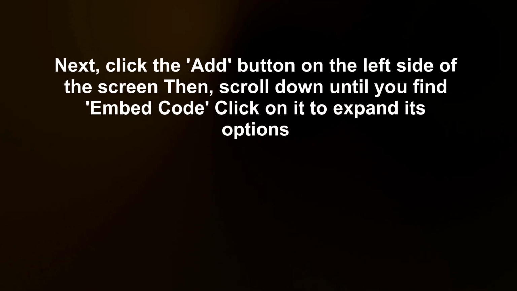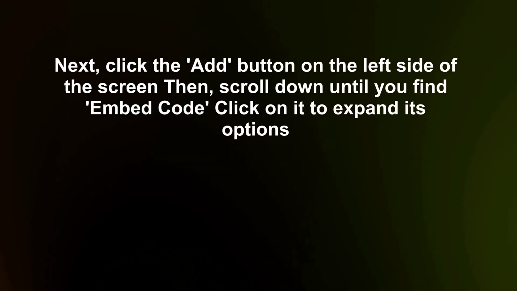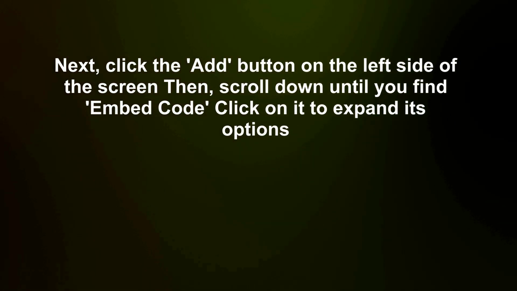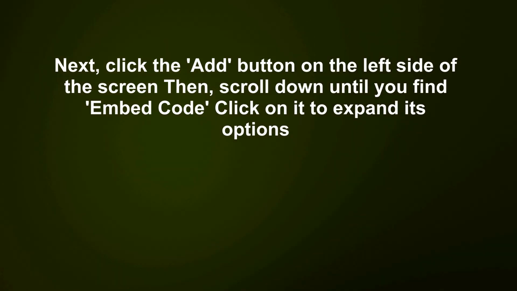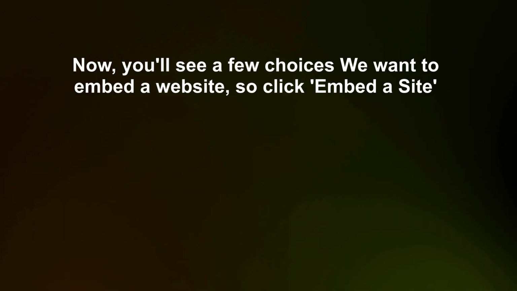Next, click the Add button on the left side of the screen, then scroll down until you find Embed Code. Click on it to expand its options. Now, you'll see a few choices. We want to embed a website, so click Embed a Site.